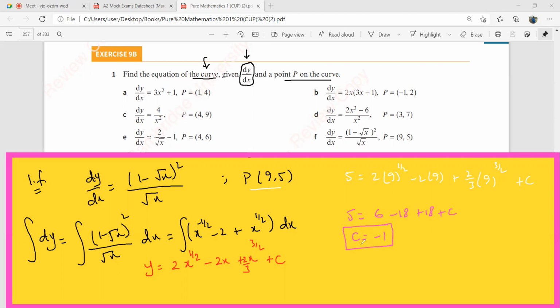So if I have calculated this c correctly, then my equation of the curve is 2 under root x minus 2x plus 2 over 3 x raised to power 3 over 2 minus 1. That is the equation of the curve.